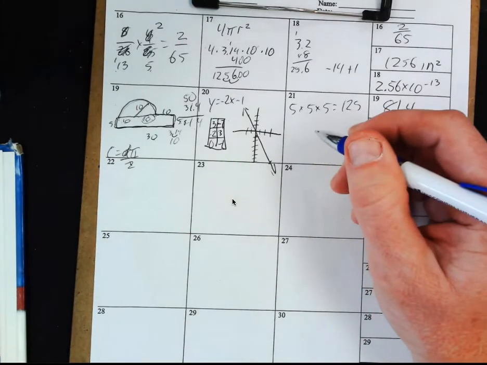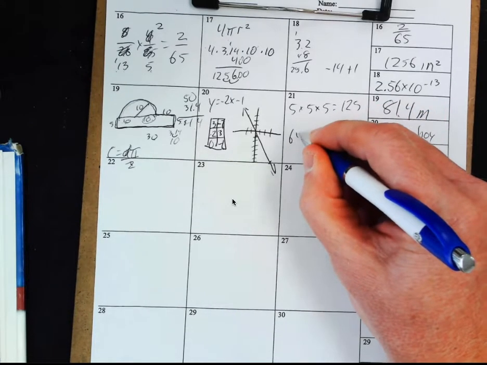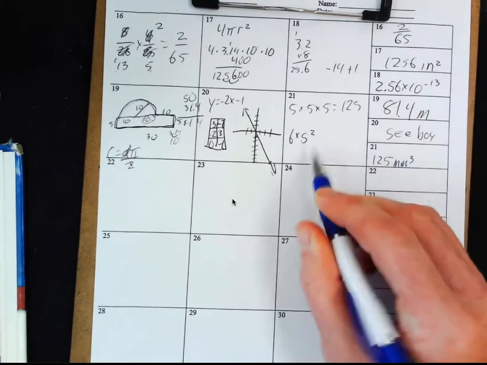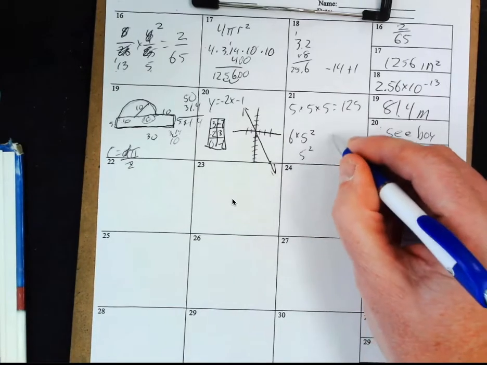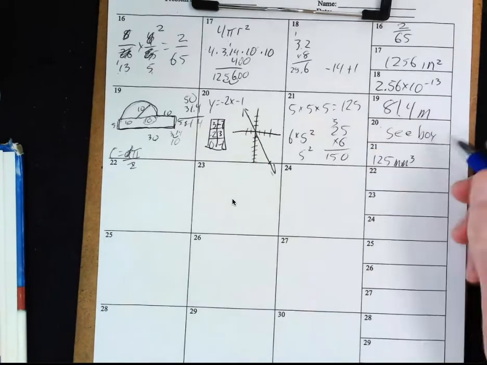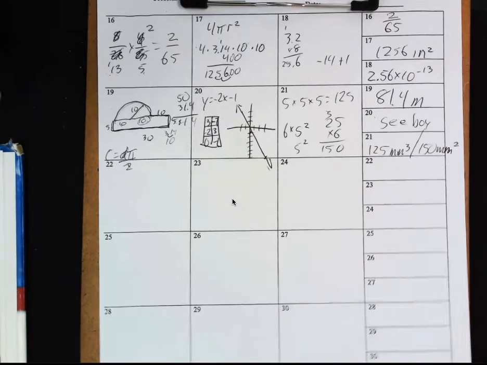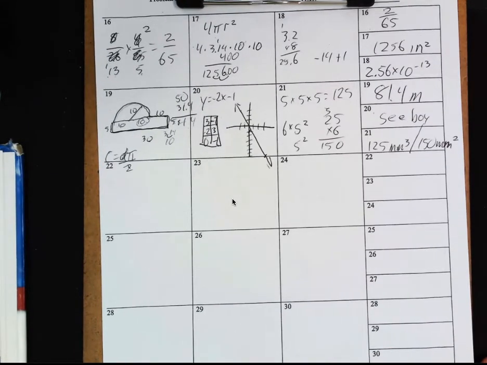If you remember the formula today, I would have taken 6 times side squared. So 5 squared is 25. 25 times 6 is 150 millimeters squared. Number 13, find the volume of the right cylinder.